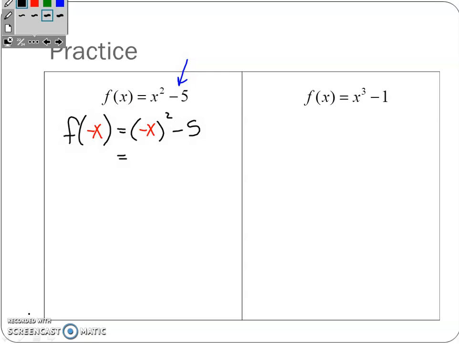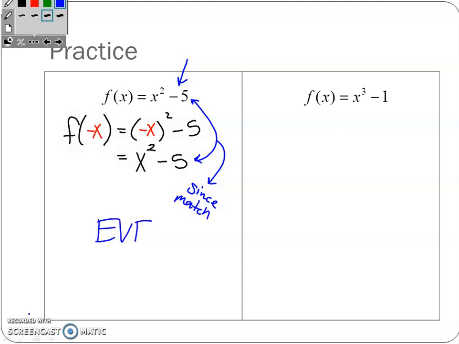Okay? Then I'm going to look, negative x squared. What's that squared going to do to a negative? It's going to get rid of it. If I have a negative x times a negative x, that's going to give me a positive x. It's still squared, minus 5. And holy biscuits. Those two are the exact same. Since those two match, you guys can say that this function is even.